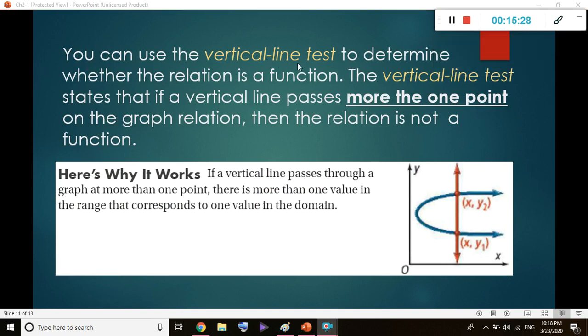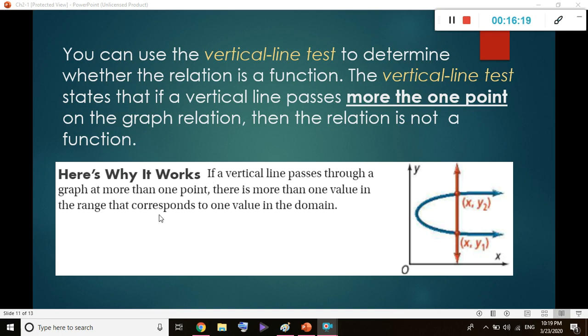You can use the vertical line test to determine whether the relation is a function. Now we have this test, which is called the vertical line test. We can use it to determine if this relation is a function or not. The vertical line test states that if a vertical line passes more than one point on the graph relation, then the relation is not a function. So for example here, we have this graph, okay? To know if it's a function or not based on this graph, we're going to just make a vertical line through it. If it passes more than one time, it means it's not a function. If it passes only one time, it means it's a function.